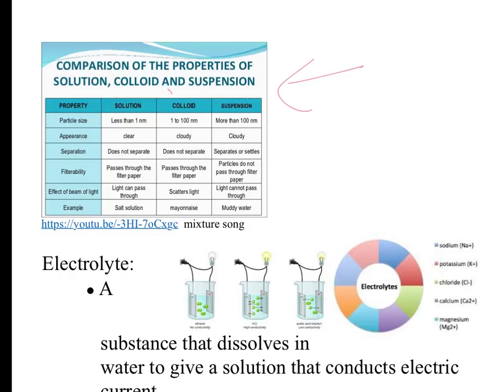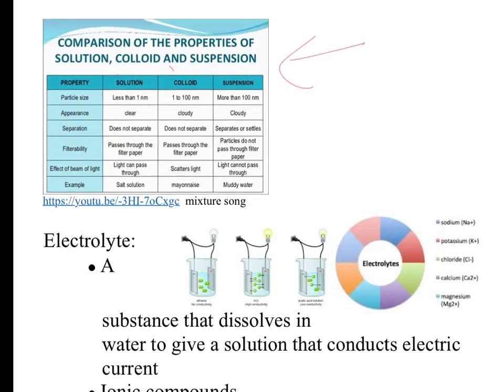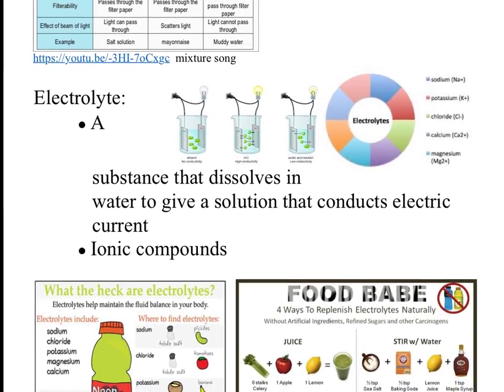So for our next term, how it applies to us, and something that you're probably exposed to every day, is when you hear the word electrolyte. Electrolytes are substances that dissolve in water to give a solution that helps the solution conduct an electric current. Sorry about the wording there. But electrolytes, if they're dissolved in a solution, will help the solution conduct an electric current.